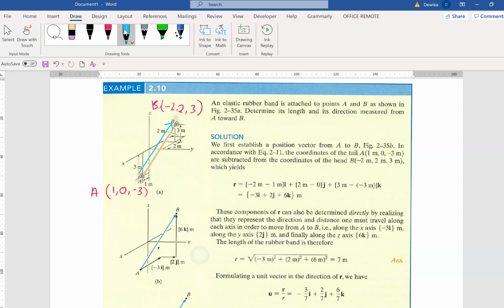So your working will be, you take all coordinate B minus all coordinate A following the IJK. You cannot just take whatever you like. So you have to take I with I, negative 2 minus negative 1, and then the Y, 2 minus 0, and then the 3 minus 3. Okay, so finally, your direction will be negative 3, 2, 6.